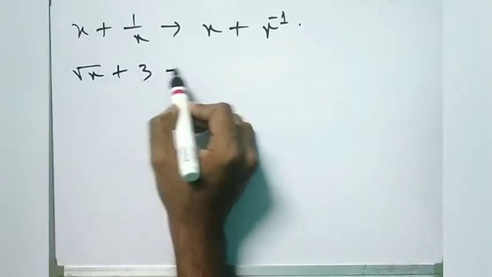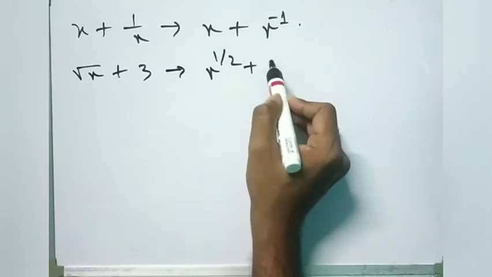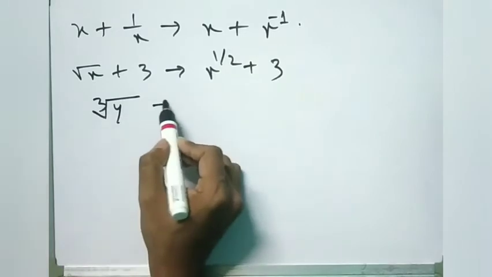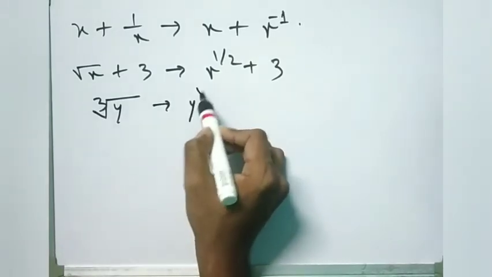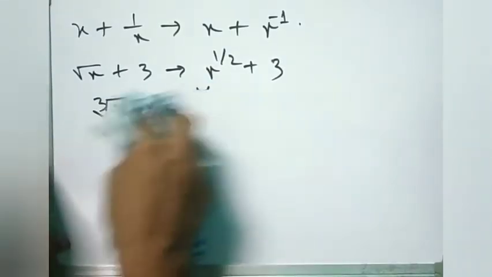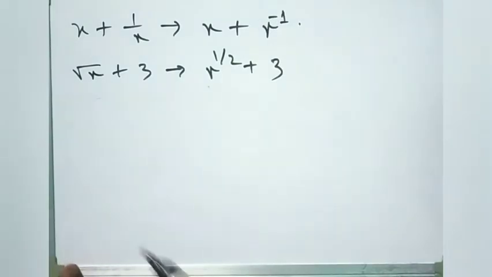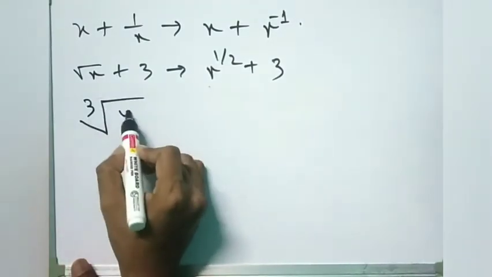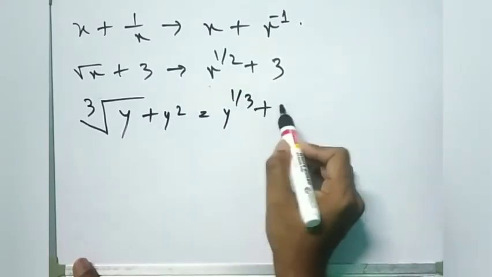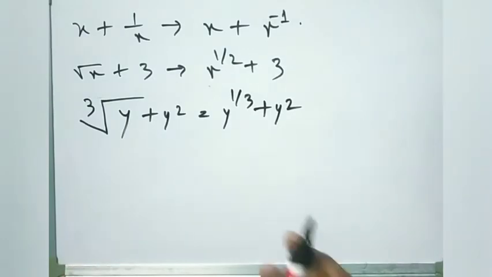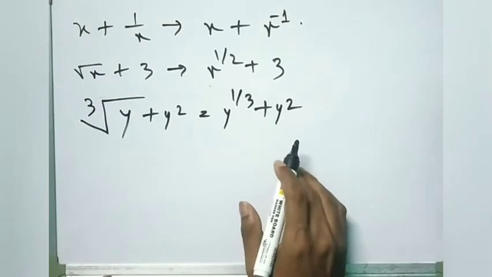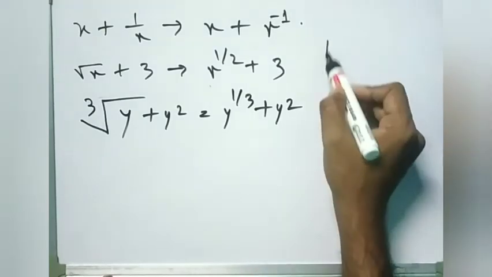Root x plus 3, this can be written as x to the power half plus 3. Then cube root of y, this can be written as y to the power 1 by 3. Let me add one more expression, cube root of y plus y square, so y to the power 1 by 3 plus y square. So are these expressions polynomials? The answer will be no.